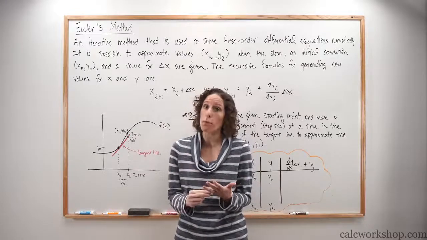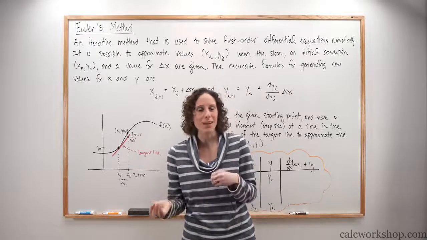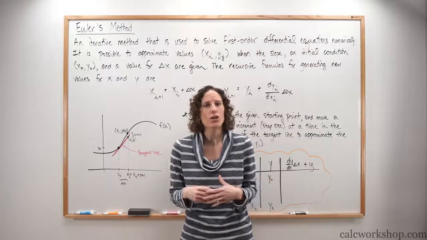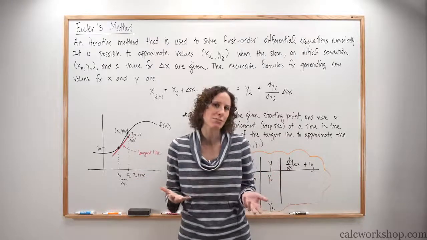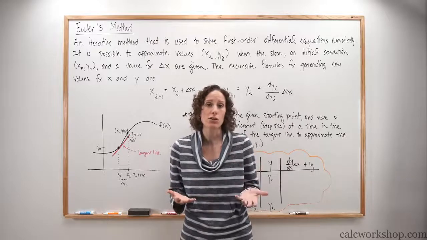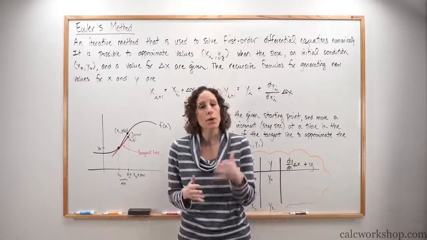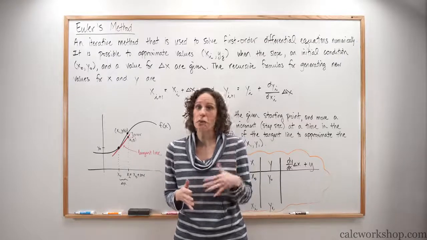We can create a slope field, but that involves plotting points, and sometimes we just don't want to even graph a slope field in general. So what's another way that we can approximate the solution for the differential equation if we can't solve it or we just simply don't want to solve it? Well, one method is Euler's method. There's other methods out there.